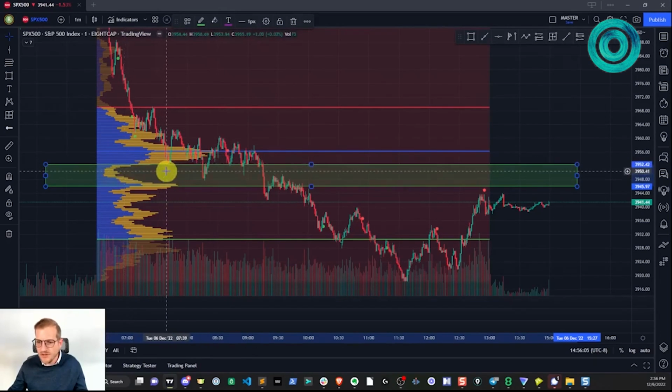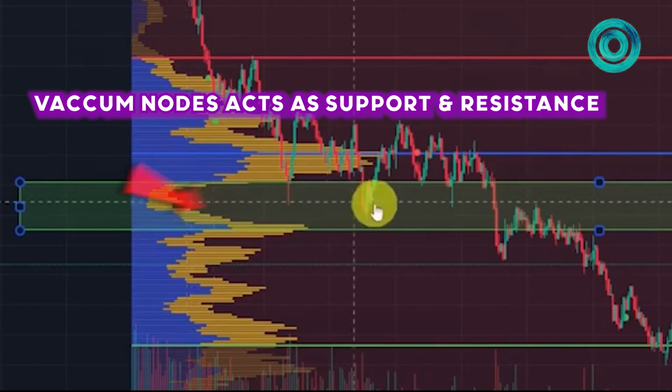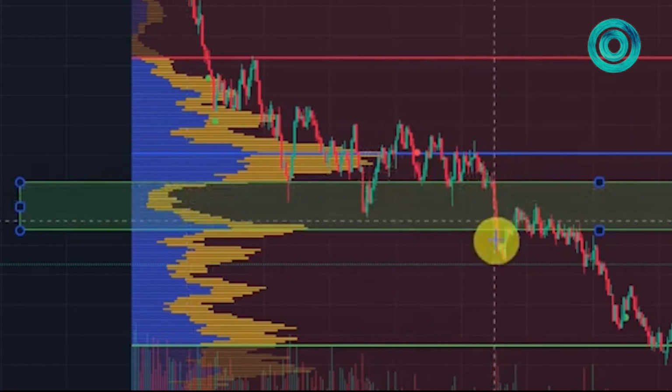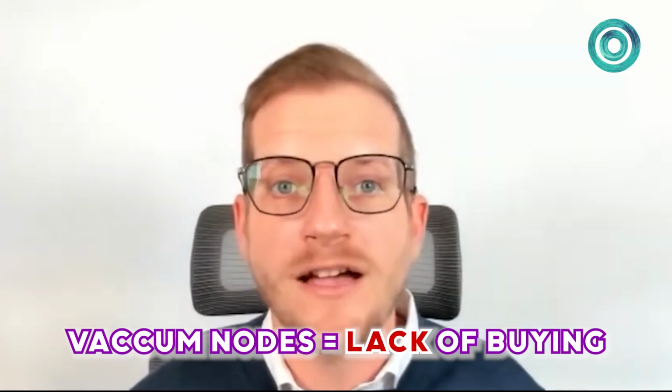Well, generally, as you can see, price will come down here, and this will act as support or resistance. As you can see, until it breaks through, it becomes resistance again. So we are basically drawing all of our support and resistance from these vacuum nodes, and this is a lack of buying.